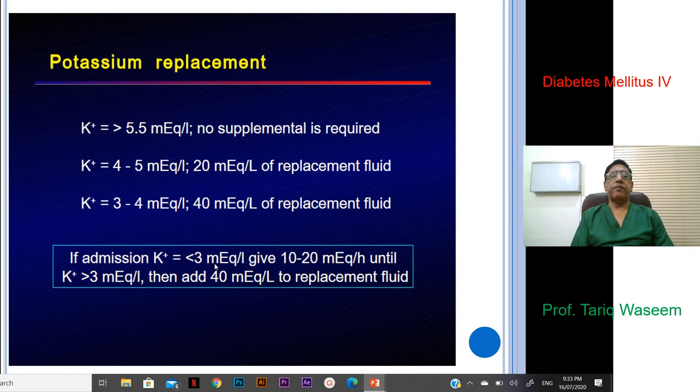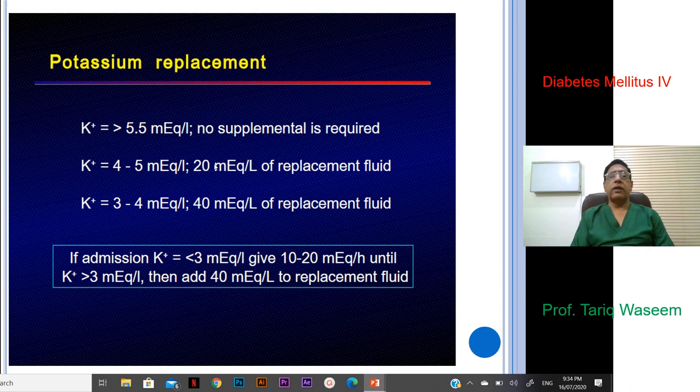The third component of management of diabetic ketoacidosis is looking after their potassium, right? So if your patient to begin with has potassium of 5.5 millimole, there should be no supplement required. But someone with an initial reading between 4 and 5 milliequivalent per liter would require 20 milliequivalent of potassium being added to each liter of fluid being infused, whether it's saline or dextrose water. But someone with between 3 to 4 would require further.